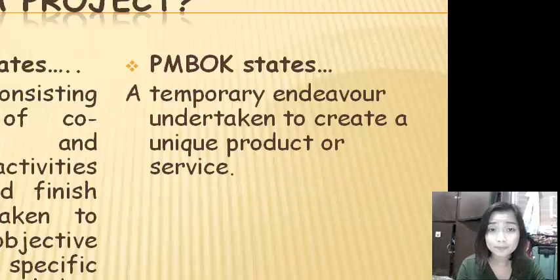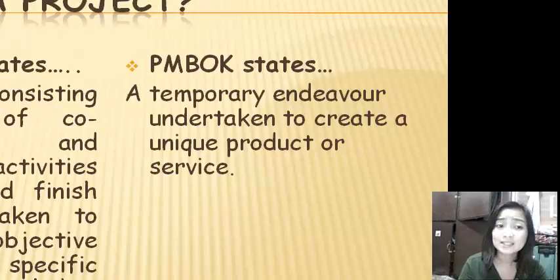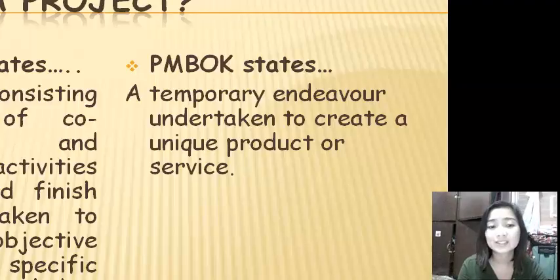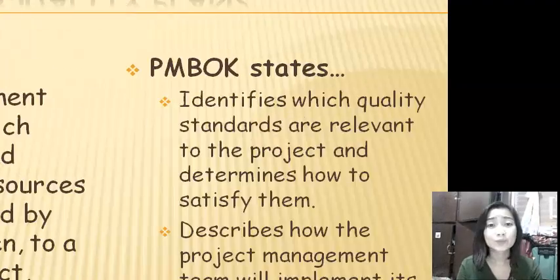What is a project? ISO 10006 states that a project is a unique process consisting of a set of coordinated and controlled activities with start and finish dates, undertaken to achieve an objective conforming to specific requirements, including constraints of time, cost, and resources. While the PMBOK states that a project is a temporary endeavor undertaken to create a unique product or service.